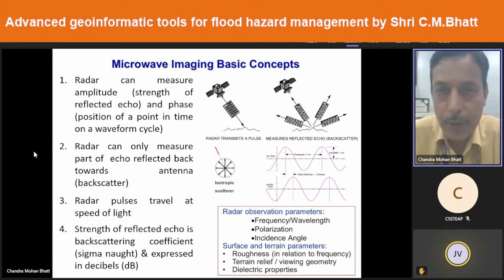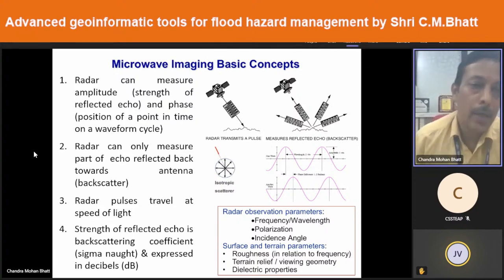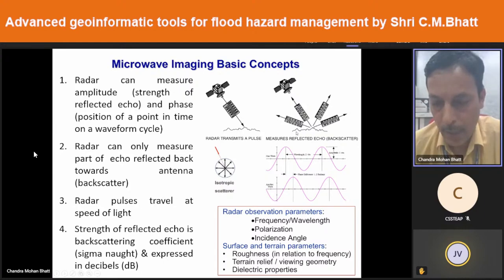But generally during monsoons we have a lot of clouds, and therefore optical imaging has limited application, especially during the monsoon season, and we have to depend highly on microwave imaging. Microwave is an active kind of remote sensing, so radar can measure amplitude, the strength of the reflected echo, and phase, the position or point in time on a waveform cycle. Radar transmits a pulse. This pulse interacts with the ground and is scattered in different directions. Some of it goes back to the sensor, some of it goes away from the sensor, depending upon the surface nature.